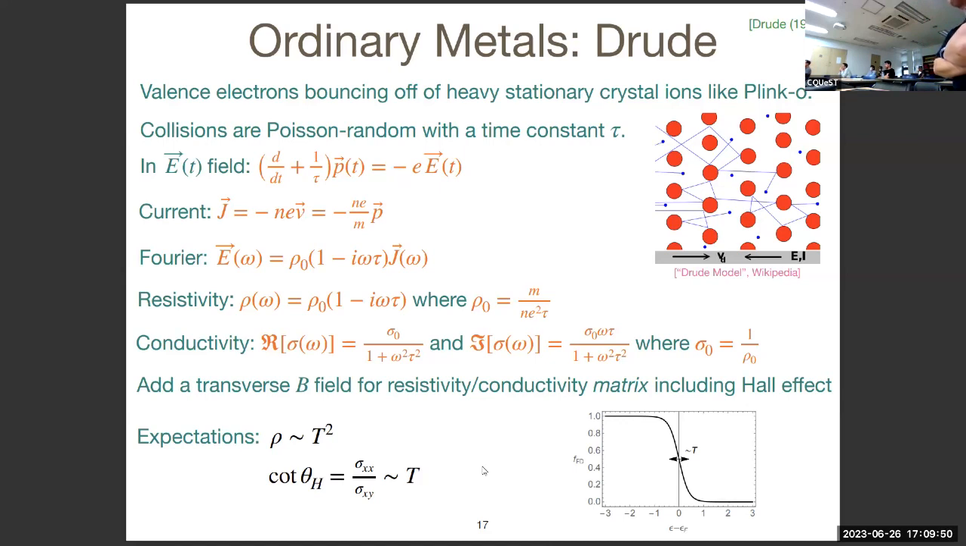And by similar arguments, if there's a magnetic field, the transverse process would require an extra collision. It turns out the cotangent of the Hall angle, which is defined to be this ratio of conductivities, should scale like temperature. Okay, so that's just our expectation for ordinary metals, and that's borne out in experiments with ordinary metals, up to some caveats.